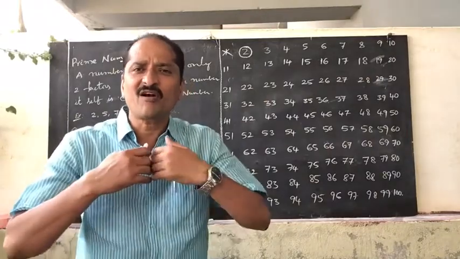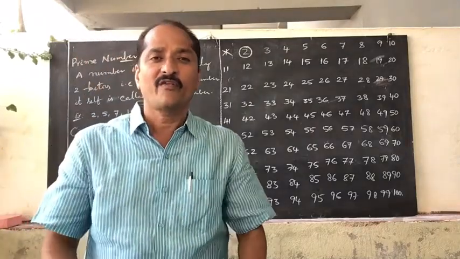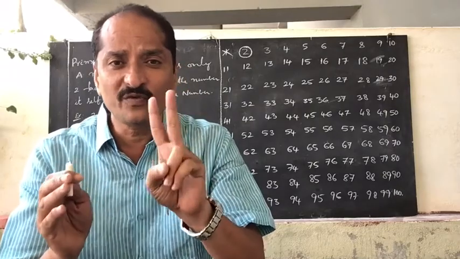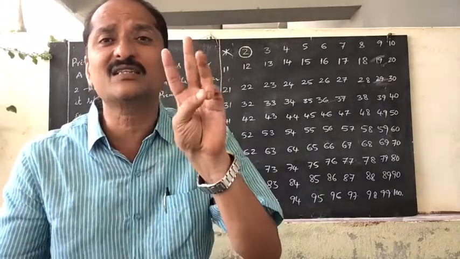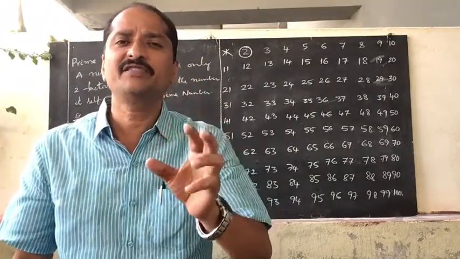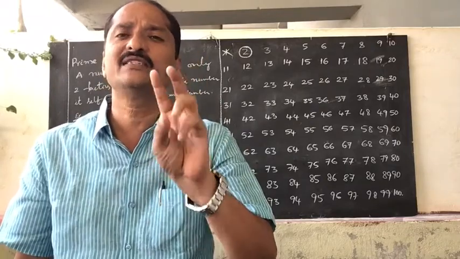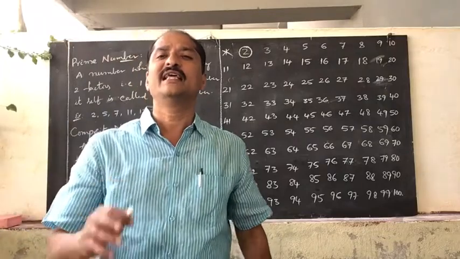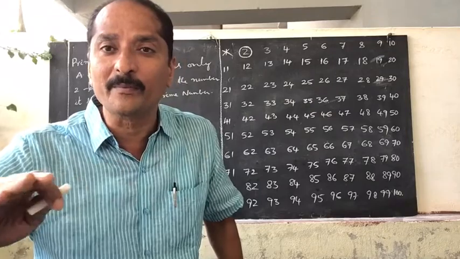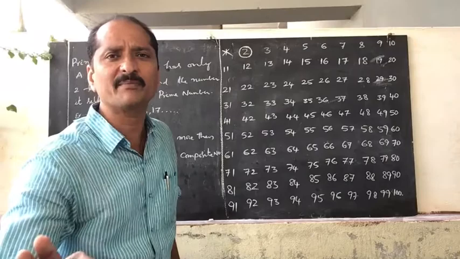Right? Because for all the even numbers, 2 is the third factor. Remember carefully. For all the even numbers, other than 2 factors, 2 is also the third factor. So all those even numbers are divisible by 2. That means for all those even numbers, 2 is the third factor. So they have more than 2 factors. So they are composite numbers. Now strike out all the composite numbers. That means all the even numbers are composite numbers.